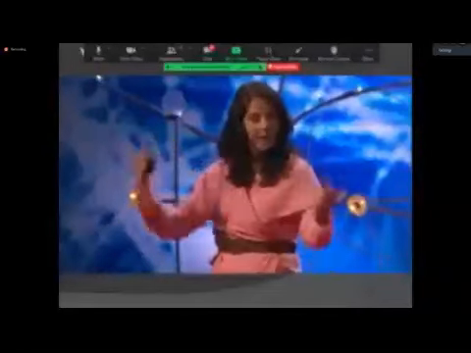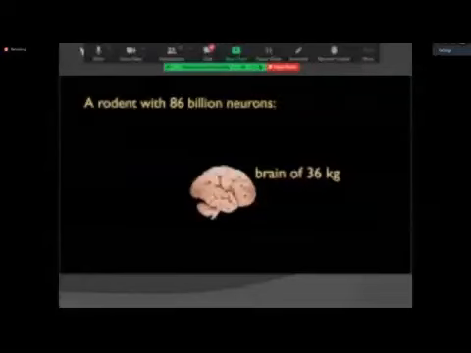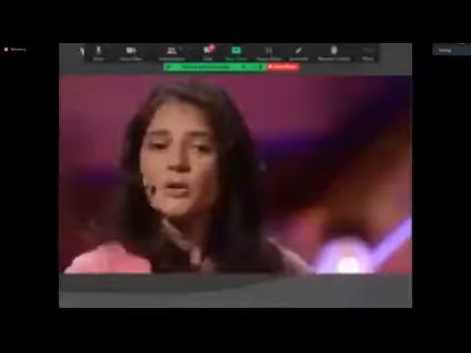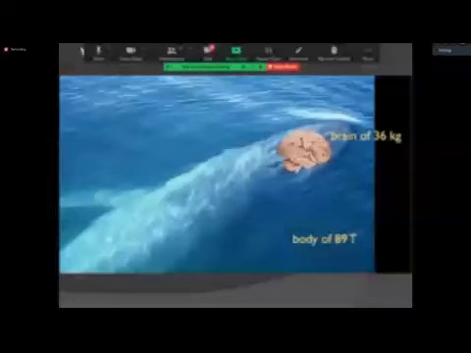Because we found that the relationship between the size of the brain and its number of neurons could be described mathematically, we could calculate what a human brain would look like if it was made like a rodent brain. So, a rodent brain with 86 billion neurons would weigh 36 kilos. That's not possible. A brain that huge would be crushed by its own weight. And this impossible brain would go in a body of 89 tons. I don't think it looks like us. So this brings us to a very important conclusion already, which is that we are not rodents.